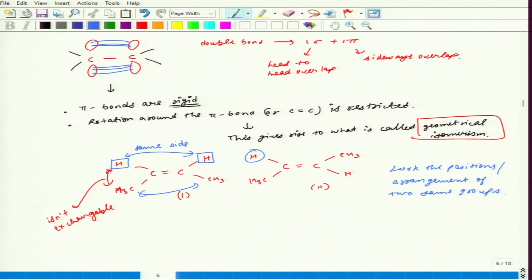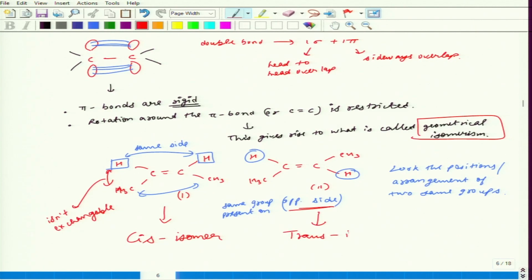What happens in this other case? Opposite side, the same groups are present on the opposite side. And if these are present on the same side, this is known as cis isomers. What is it called? Cis isomer. If these are on the opposite side, it will be known as trans isomer.